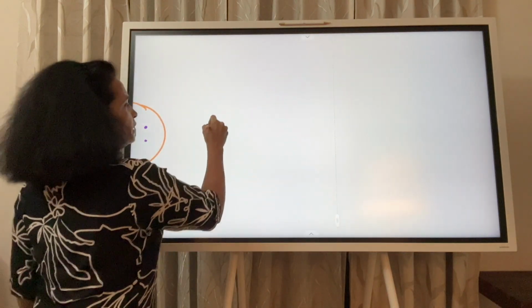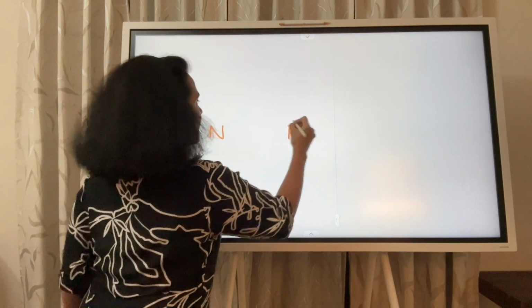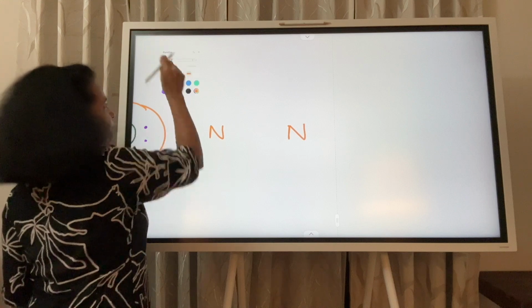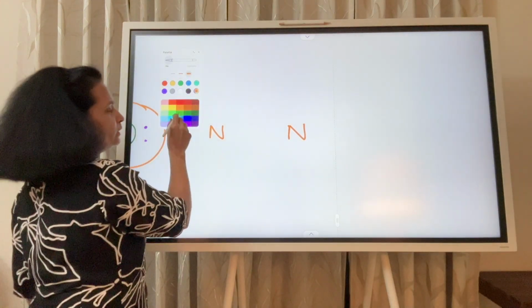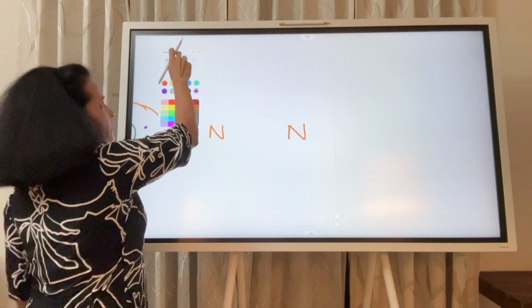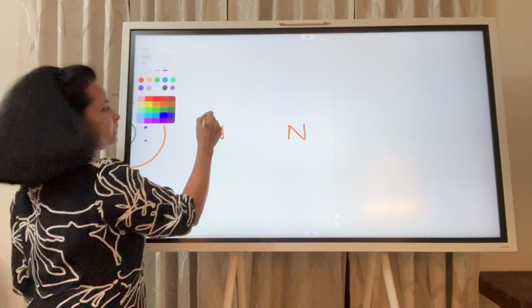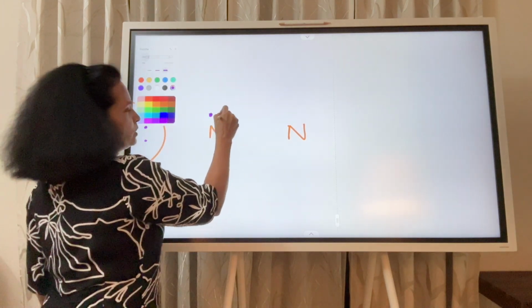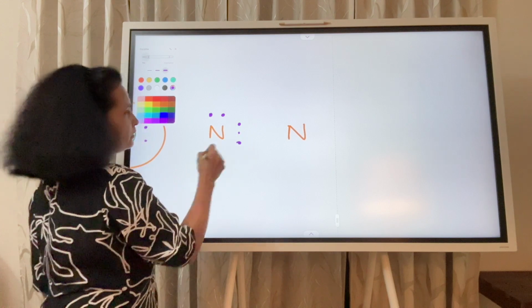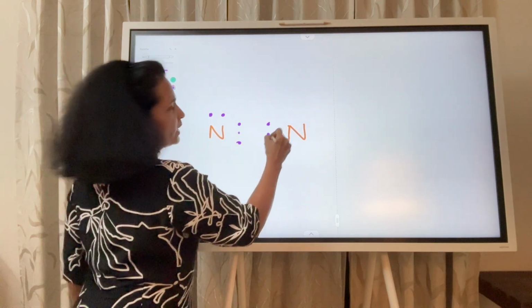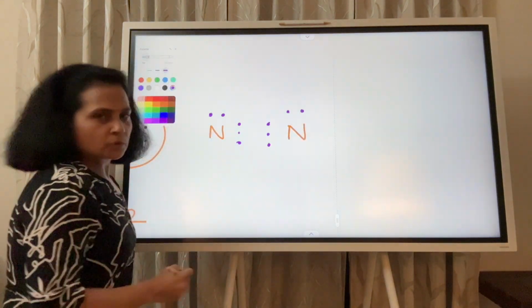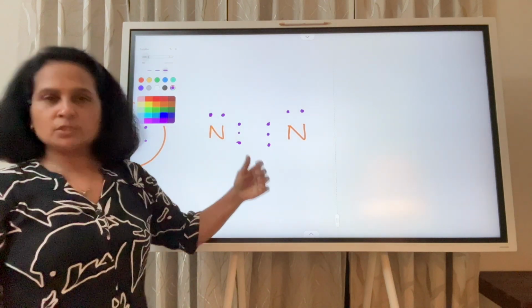Meaning in the molecule, 2 nitrogen atoms are going to bond together. And how are they going to bond together? Now we know that nitrogen has 5 valence electrons. So 1, 2, 3, 4, 5. The other nitrogen also has 5 valence electrons. So certainly nitrogen is not stable.